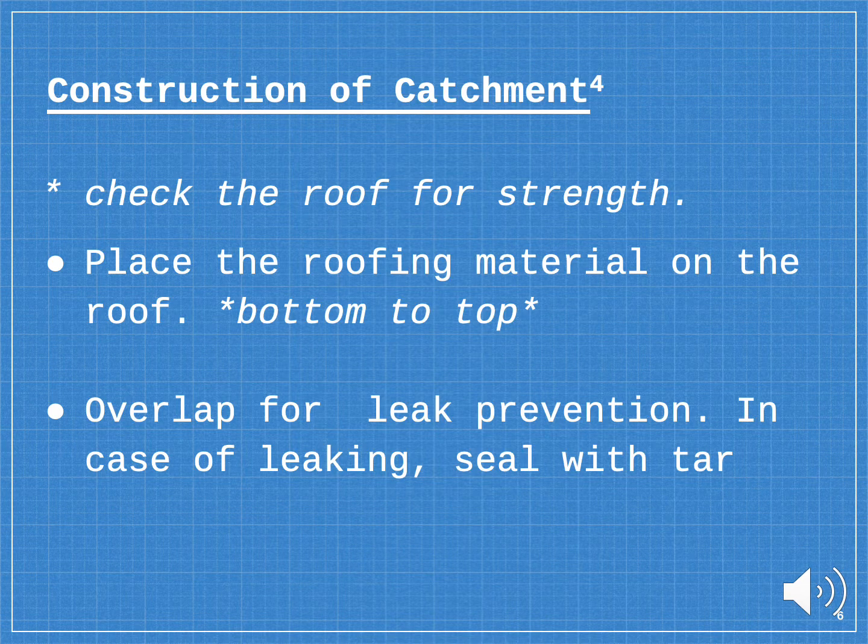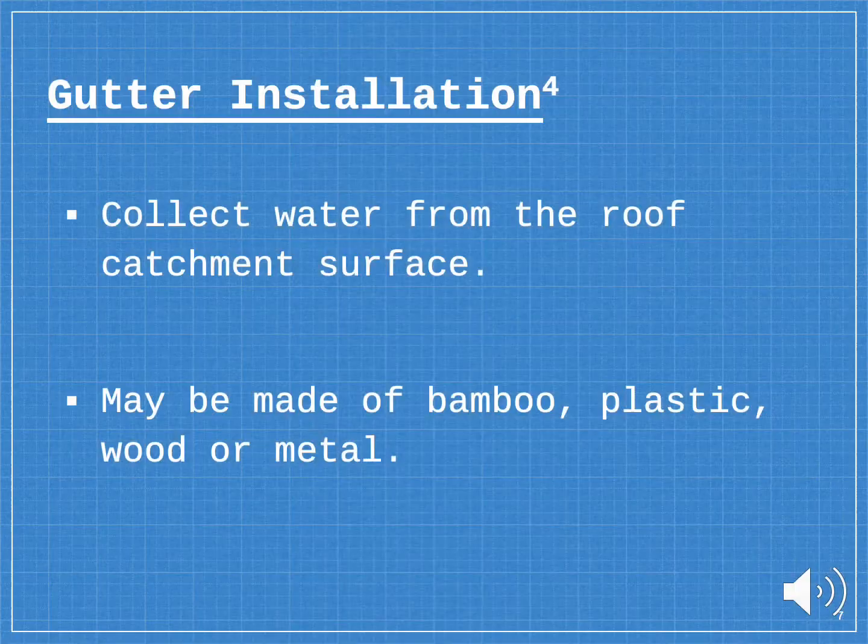The construction of the catchment. Before constructing the catchment structure, check that the roof is strong enough to support this catchment structure. You can use tiles or metal sheets to build this catchment structure. The catchment structure should not be built on lead or painted roofs, as this could contaminate the water. You begin by placing the roofing material on the roof, starting from bottom to the top. Overlap the roofing material to prevent leaks. In case there are leaks, seal the holes with tar.